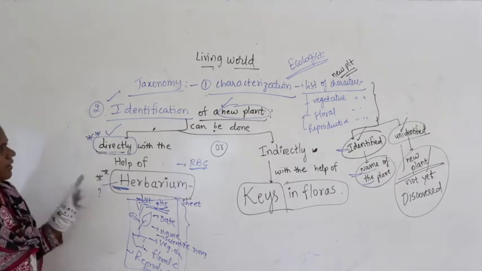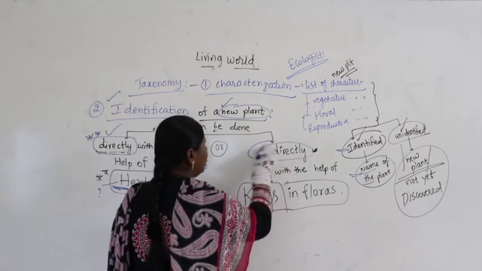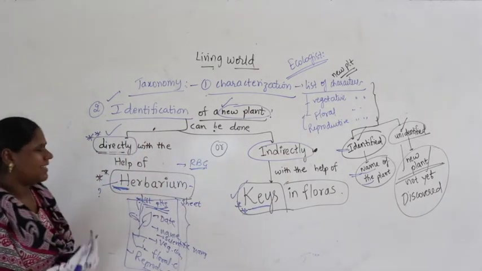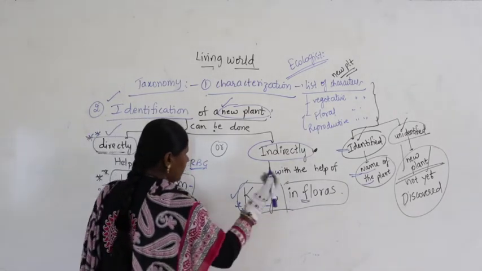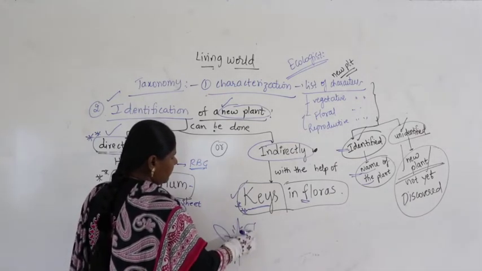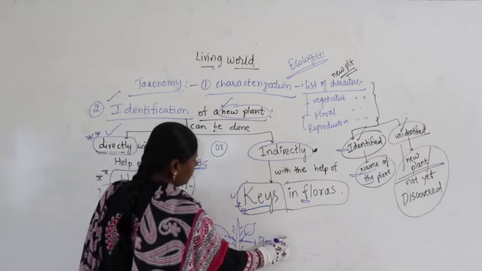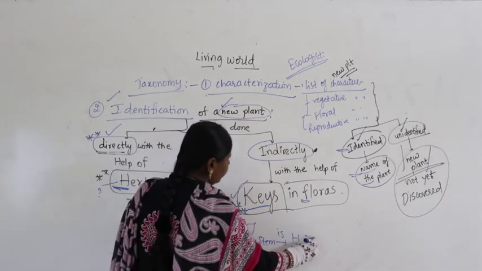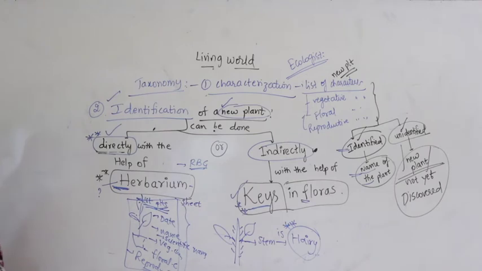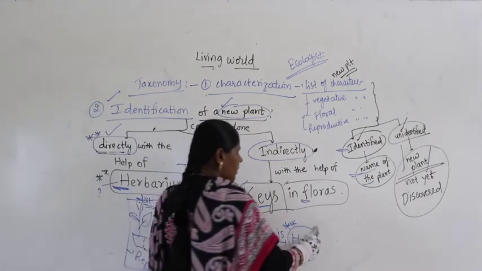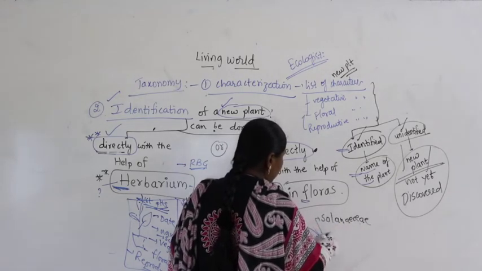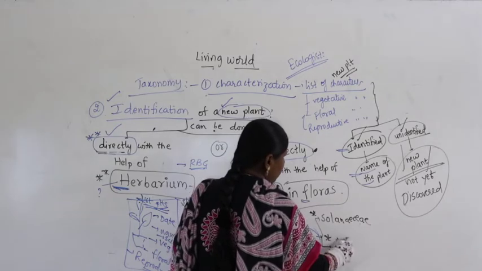If it is not identified, then he will try to identify indirectly with the help of keys in the floras. What is the meaning of keys in the floras? Keys are nothing but some characteristics. Flora means about plants. For example, for the new plant, he identified one character: the stem is hairy. Then where do you find a hairy stem? Either in Solanaceae, or in Malvaceae.